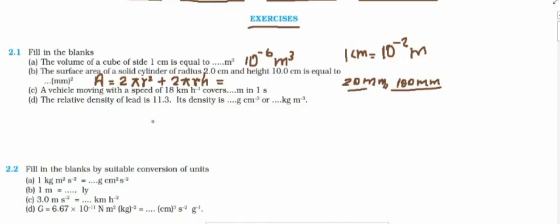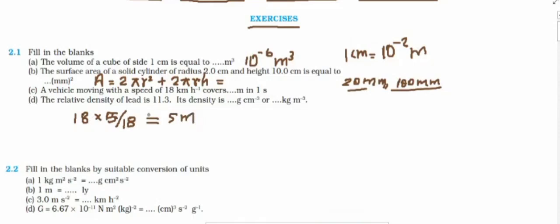Then a vehicle moving with a speed 18 km per hour covers blank meter in 1 second. So kilometer per hour you have to convert into meter per second, and that is 18 into 5 by 18. Kilometer per hour we can convert into meter per second by multiplying 5 by 18, so that you get the answer 5 meter in 1 second.